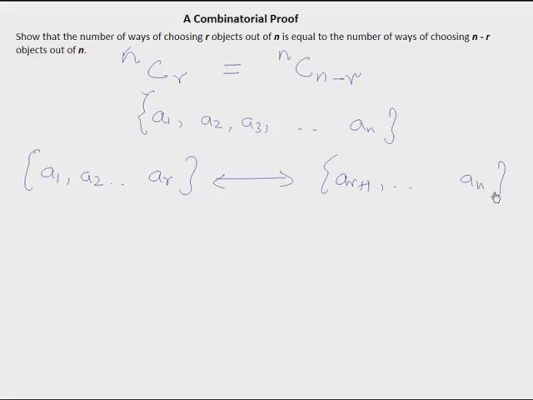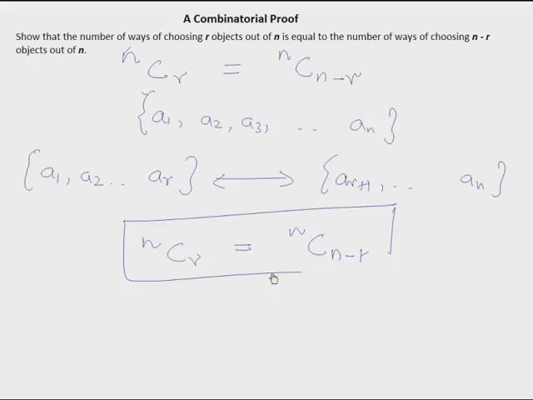We're familiar with this argument now. Every time I pick a different subset of r objects, I'm actually also picking a different subset of n minus r objects. Those are the elements left behind. So you can see that there is a one-to-one correspondence between every r set and every n minus r set. Therefore, the number of r sets must be equal to the number of n minus r sets. We have proved that nCr is equal to nC(n minus r). That is, n choose r is equal to n choose n minus r. Let's tidy these r's.